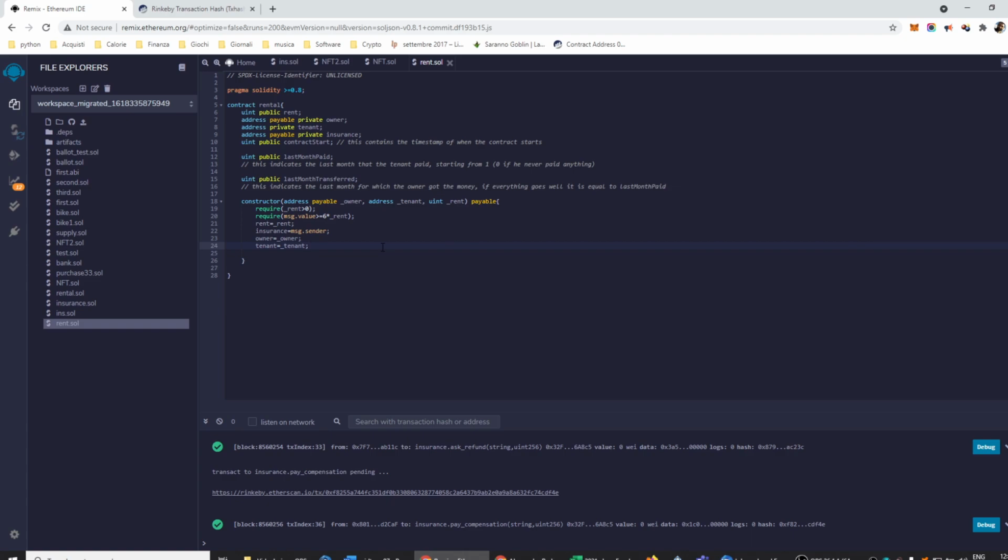Okay, let me check if I have done everything. Well, we have other things to set up. The contract start equal block dot timestamp, and last month paid. We set it to 0 because for the moment nothing has been paid. And the last month transferred, we set it equal to 0. Okay, I think everything is set up.